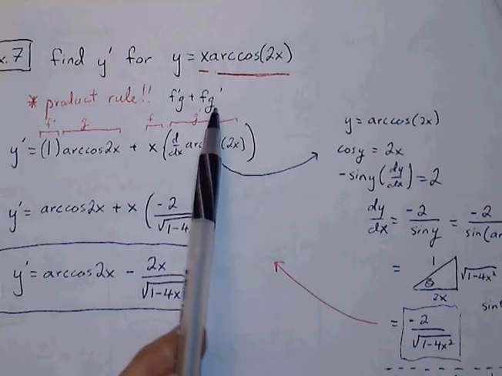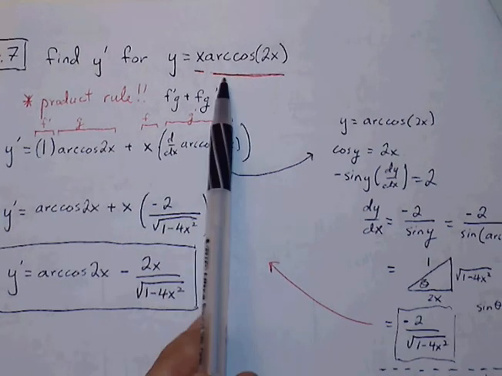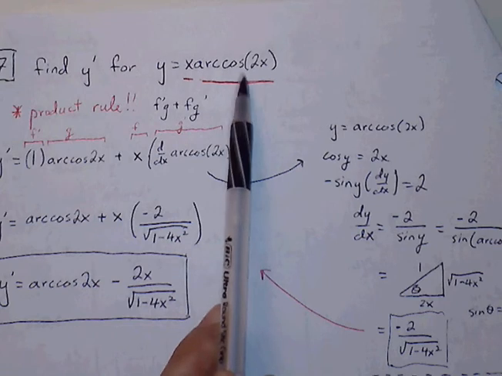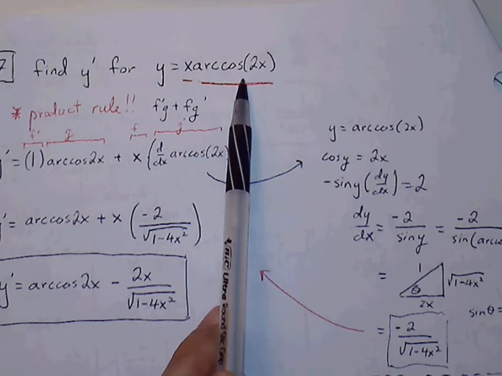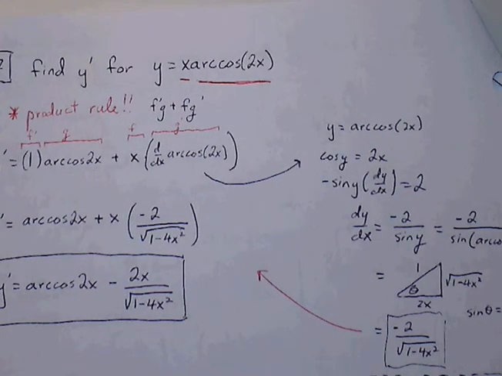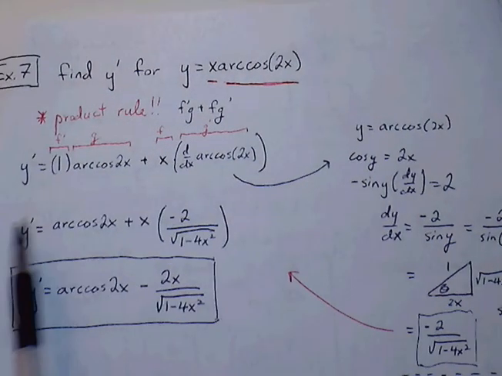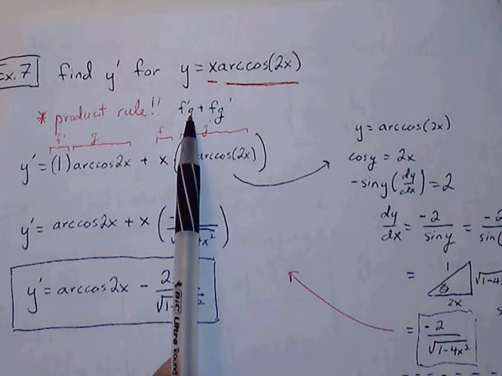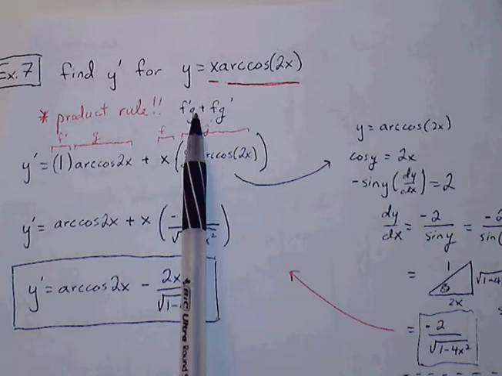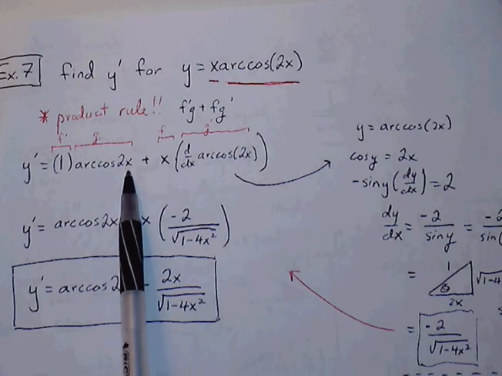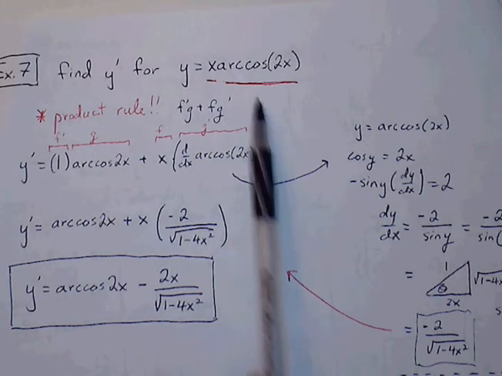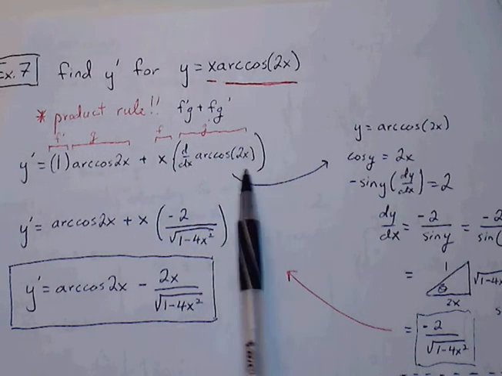f prime g plus f g prime. So this is where, if we know the derivative rule for arc cosine of 2x, we can go through it a lot faster rather than going through implicit differentiation. But I'll go through that step anyways. So product rule says f prime g plus f g prime. So f prime, derivative of x, is simply going to be 1 times the original g function, arc cosine of 2x, unchanged, plus f, that's x. And then the next step is the derivative of arc cosine of 2x.